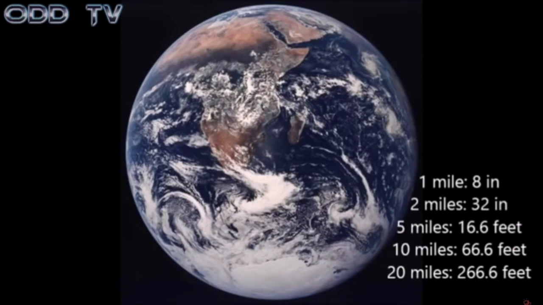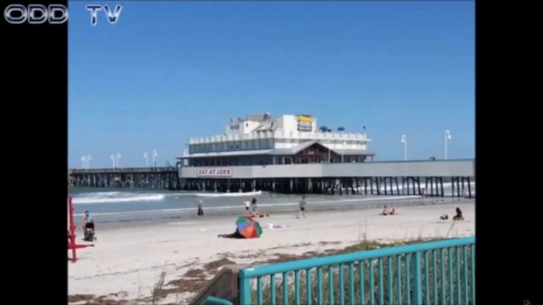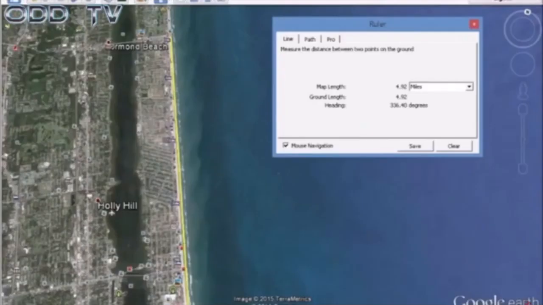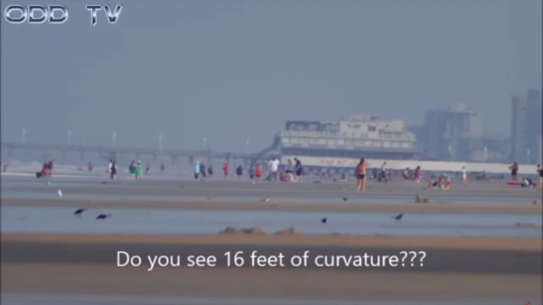So what I did is I shot this pier, which is in Daytona Beach, Florida. And as you can see, between the water and the walkway of the pier is about 12 to 16 feet, based on the height of the people and the railing. So I started at Granada, which is 4.92 miles away, and I shot this, and based on that distance and the formula, there should be 16 feet of curvature. But obviously you can still see the entire gap under the walkway there between that and the water.